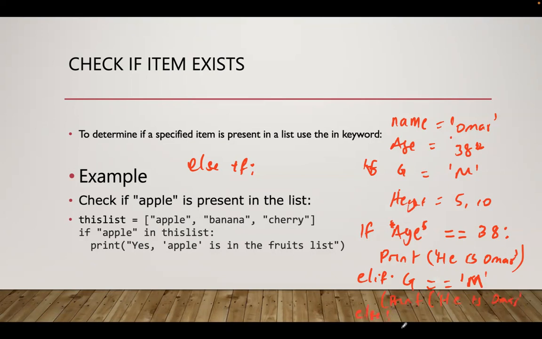Else, that's the last one. After elif, you can have as many elifs as possible: elif, elif, elif, elif. But the last one is going to be else. And after else, you don't write anything. Else, print he is not Umar. So this is how to use it.